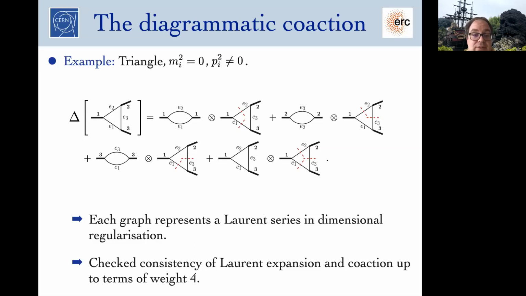That's the first thing I want to say. So it's a highly non-trivial statement that the Laurent expansion commutes with the correction. The second thing is the following. What you see here, you see some structure.